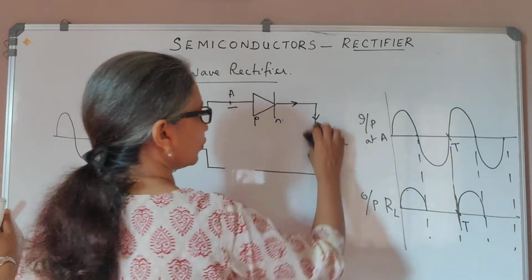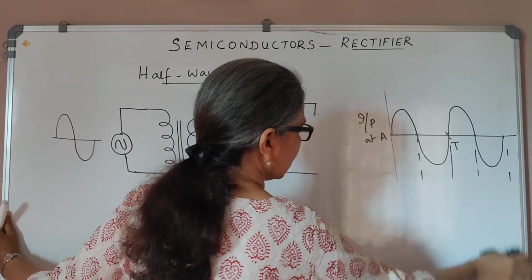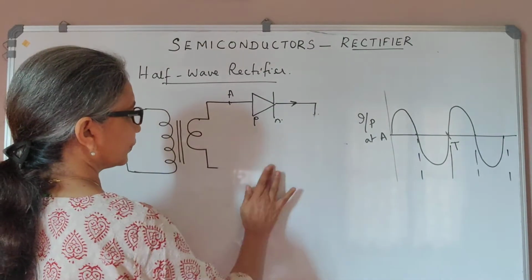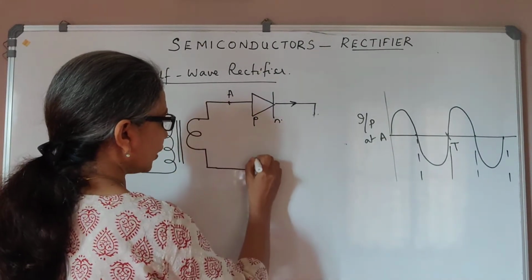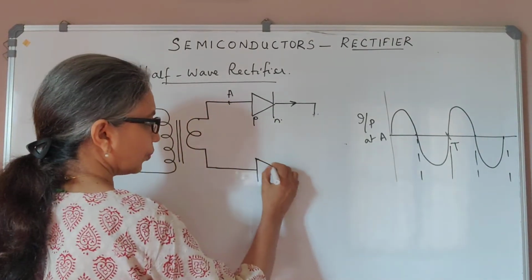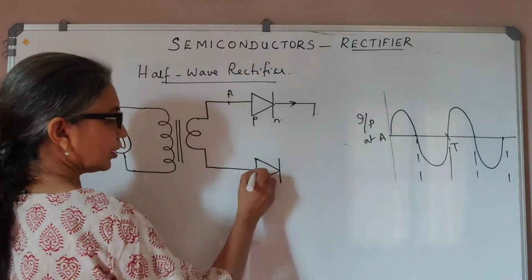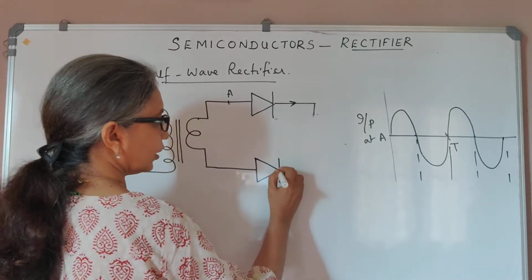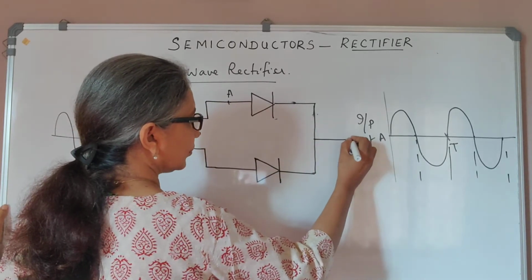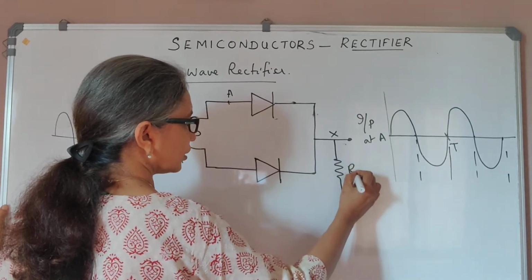So in this full wave rectifier, what we have here is a circuit where we have two diodes. One diode is connected to one end of the secondary of the transformer. We connect another diode in the same way. These secondary windings are connected to the P type. Then we join the N sides together, and from here we take a terminal, let's call it X. Connect the load resistor across that.